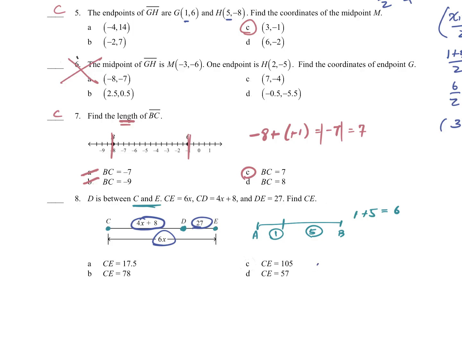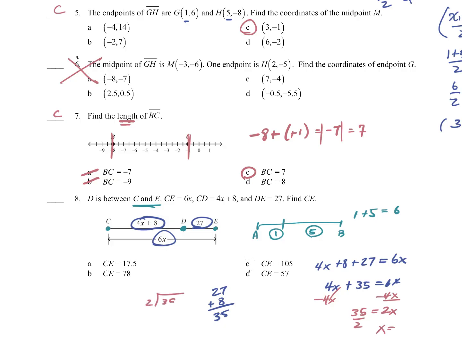So we have 4x plus 8 plus 27 equals 6x. So I get 4x plus 27 plus 8 is 35. 35 equals 6x. Now I'm going to go ahead and solve it. So I'm going to bring over the 4x, we get 35 equals 2x, and I'm going to divide by 2. So x is equal to 2 into 35 is 17.5.